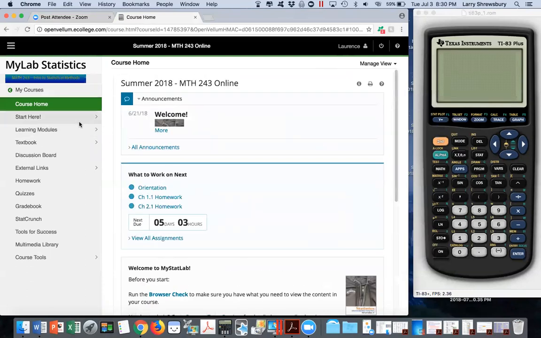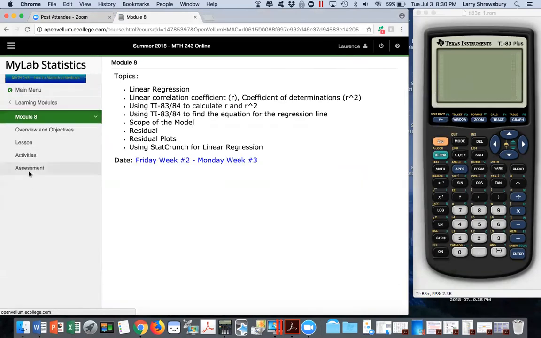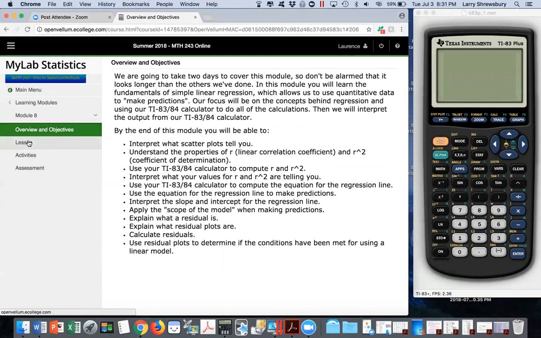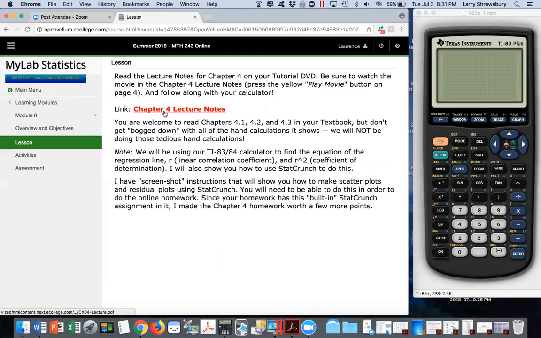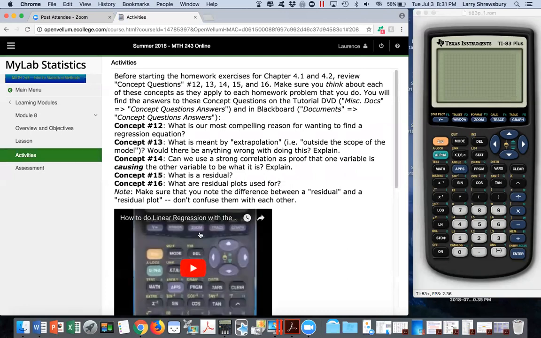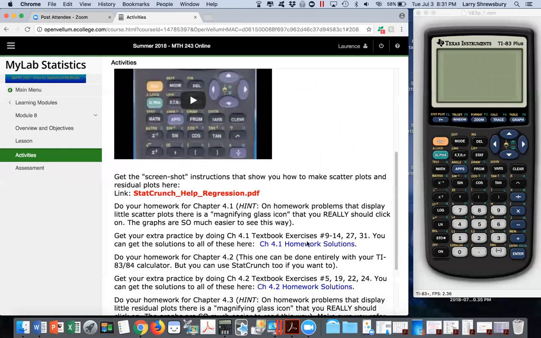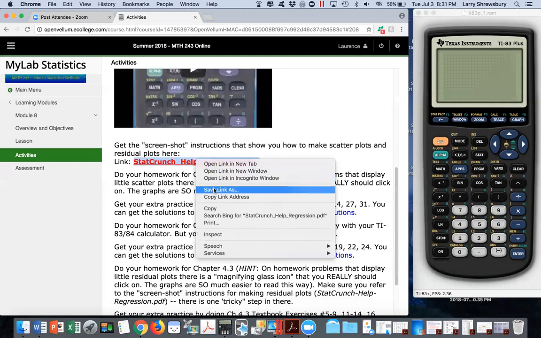All right, so we're going to go over to the learning modules. This is when you'll be doing module 8. That's all well and good, but the real important stuff is always in the lesson and activities. You've got the lecture notes that we were just looking at. But over here in activities, here's that movie that was also on that tutorial DVD. But here's what you really, really need. Right-click on this and save it to your computer, because this is going to show you how to use Statcrunch when you do the homework for chapter 4.1 and 4.3, which I'm going to be demonstrating for you.